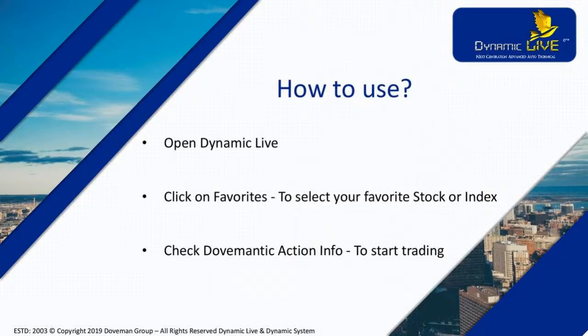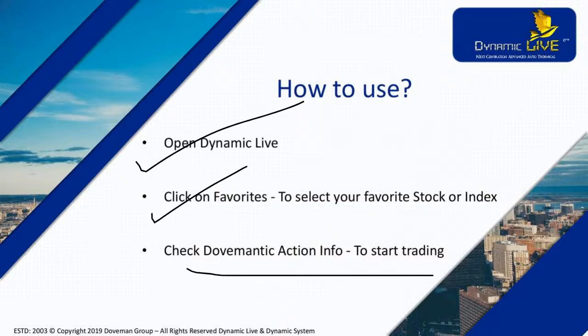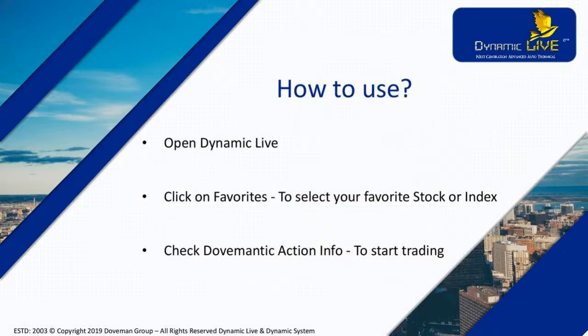First, just check dynamic live, add your favorite stock or index in this dynamic live. See what the Domantic method action information is telling you. Whatever it is telling you, based on that, simply place order, start trading, and start making money. As I promised you, it is just a matter of 1, 2, 3 easy steps for you to start trading and start making money today.